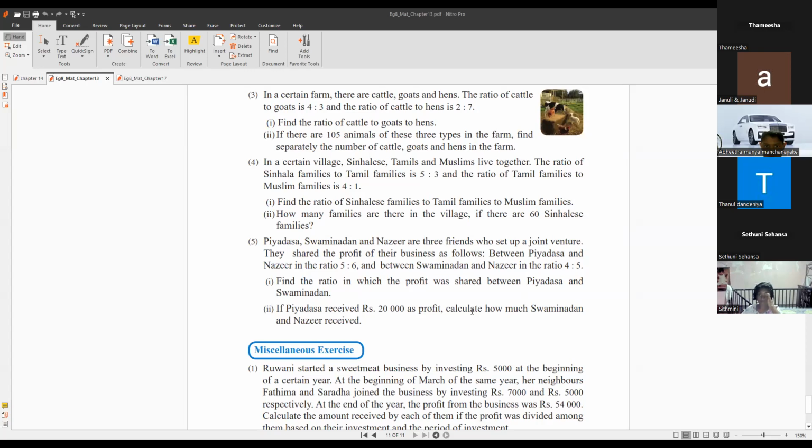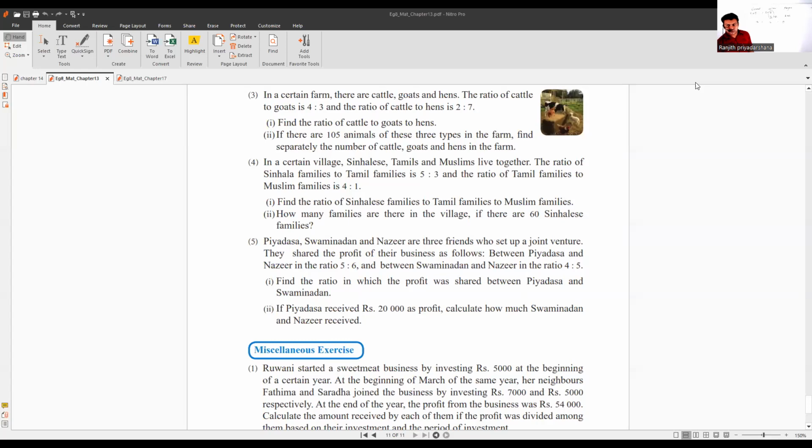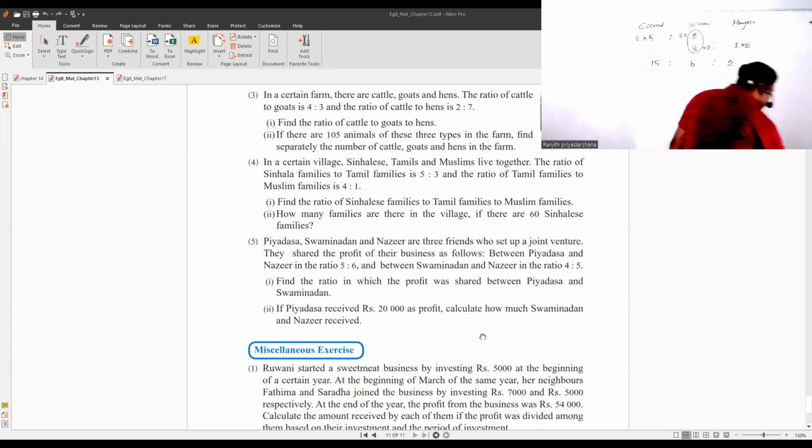A nice question, right? First of all, we have to get that equivalent ratio. Okay, Sinhalese, Tamils, and Muslims. Let's take it down. Sinhalese.